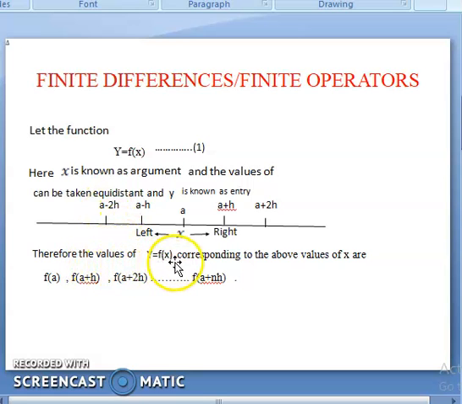Therefore the values of y equal to f(x) corresponding to the above values of x are: for the first point a, the function value is f(a), the second point is a plus h, f(a plus h), the third is f(a plus 2h), and so on, and the last one is f(a plus nh). Similarly we can write the same result in the form of the function for the left points a minus h, a minus 2h.